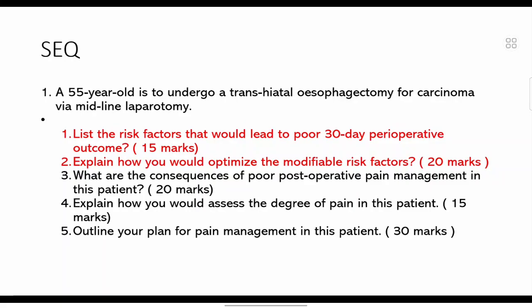So you can list the factors. They are expecting a maximum of 5 factors. So you can answer that. Whatever we have studied, you can mention that.